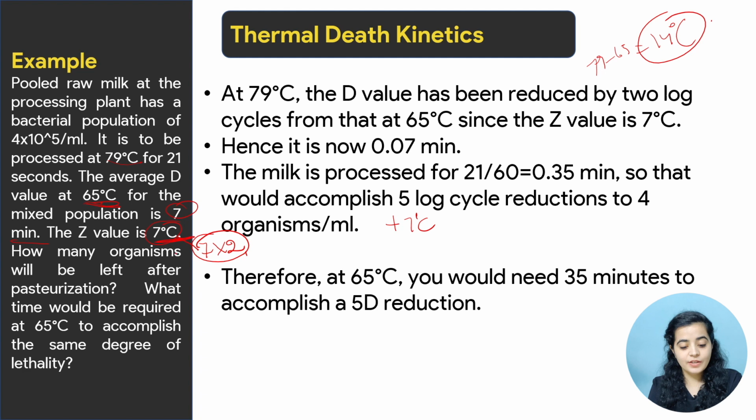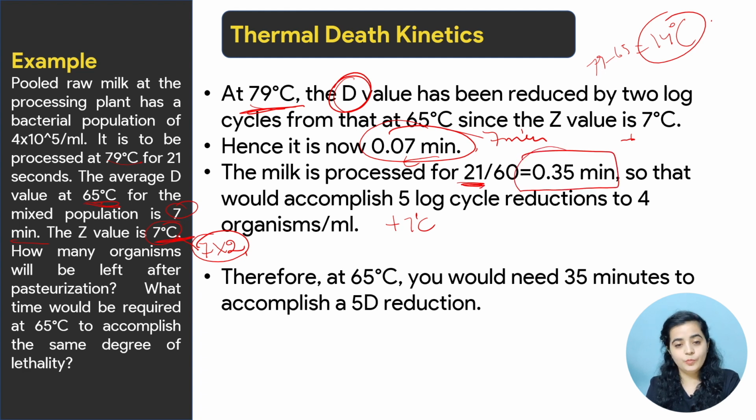Right? So whenever 7 degrees increased, 1 decimal point would be decreased and again 2 times the 7 degrees increasing, that is 14 degree increase would result in 2 decimal reductions in the D value. So we can say that the D value, which was 7 minutes at 65 degrees Celsius, would be reduced to 0.07 minute. So this is the D value we get at 79 degrees Celsius. Now it is said that the milk is processed for 21 seconds. Now dividing it by 60, we get 0.35 minutes. So this is the time of processing.